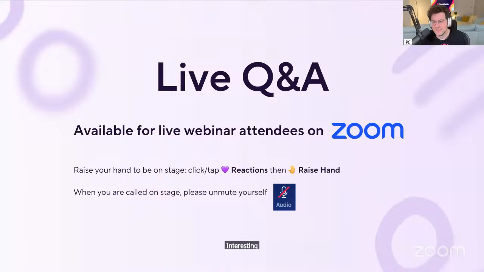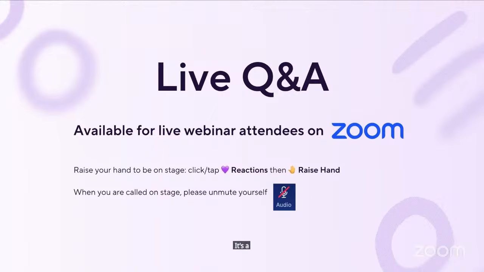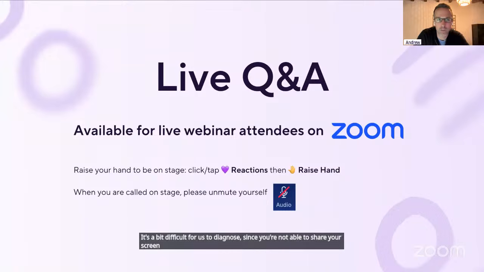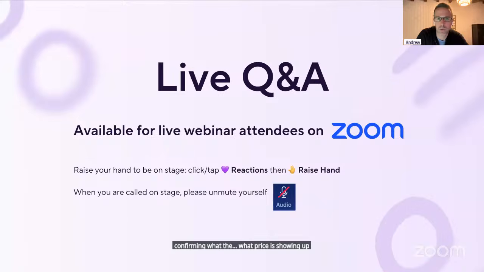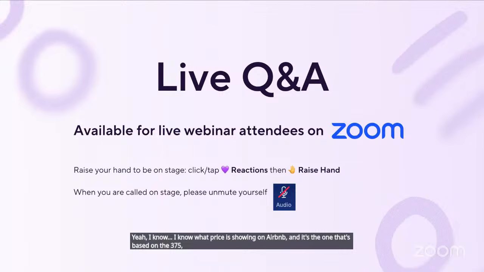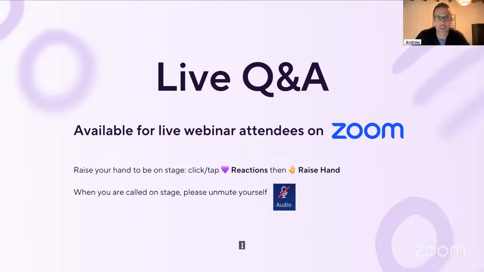Interesting. It's a bit difficult for us to diagnose since you're not able to share your screen. I would recommend confirming what price is showing up on Airbnb so you can see what the current cleaning price is, and you can try editing. I know what price is showing on Airbnb, and it's the one based on the 375, but where am I picking up this 325 from? I don't think we're going to be able to tell you.